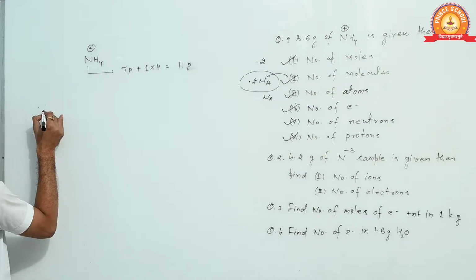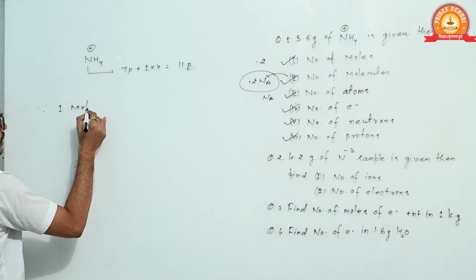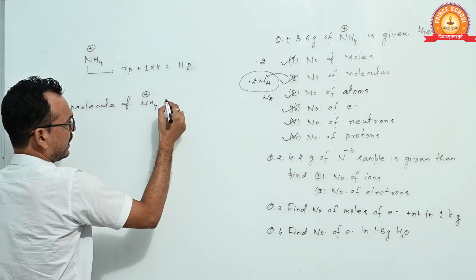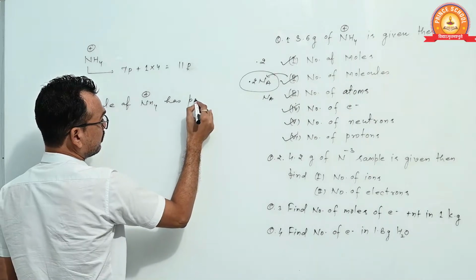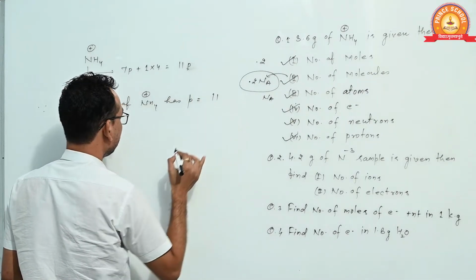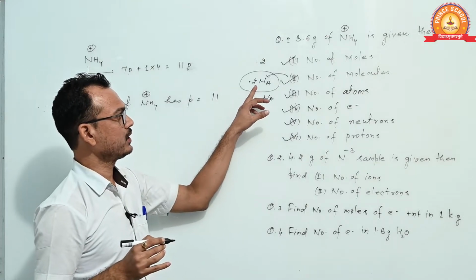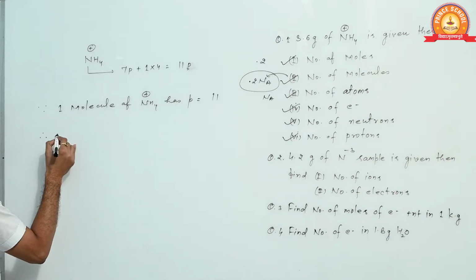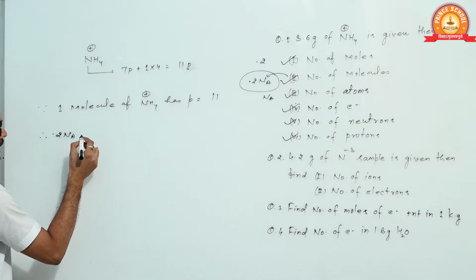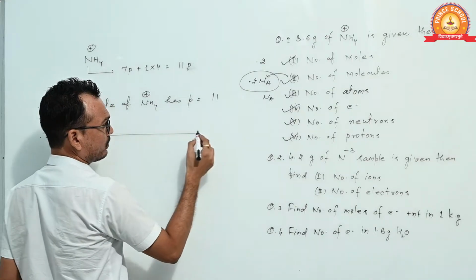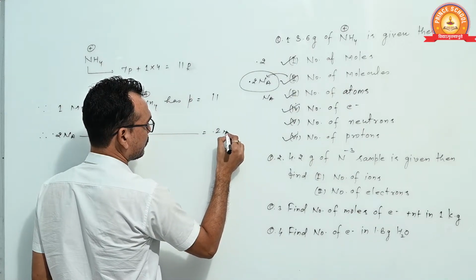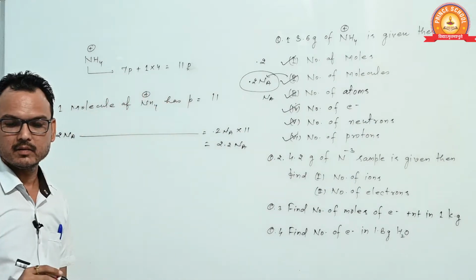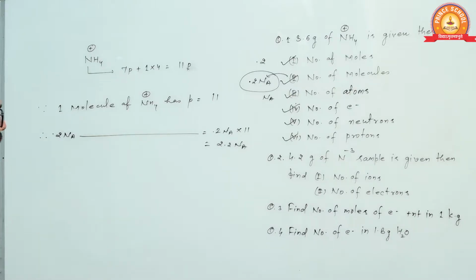Clear? Since one molecule of NH4 plus has 11 protons, what is the number of molecules in our question? The number of molecules is 0.2 Na. So 0.2 Na molecules of NH4 plus have 0.2 Na multiplied by 11 protons, which is 2.2 Na. Clear? This is our first question.